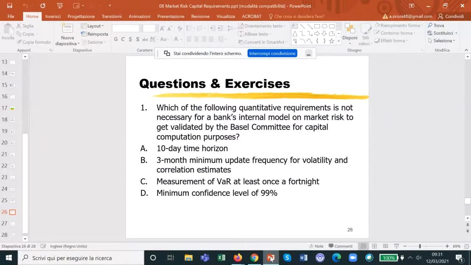Okay, question 1. Which of the following quantitative requirements is not necessary for a bank's internal model of market risk to get its own model validated by the Basel Committee for capital computation purposes? Okay, I give you 1 minute and you tell me what is the correct answer.